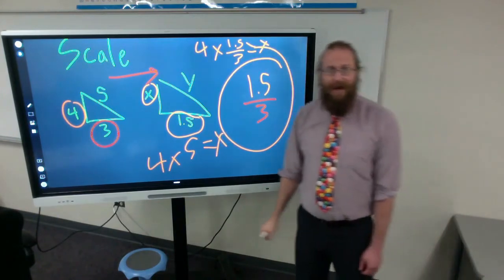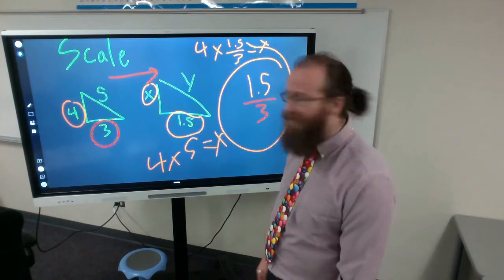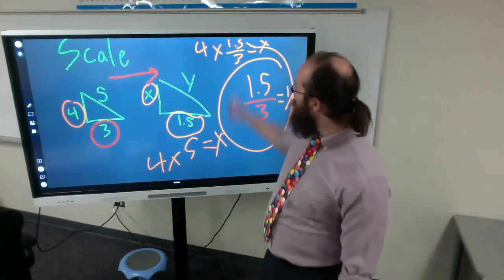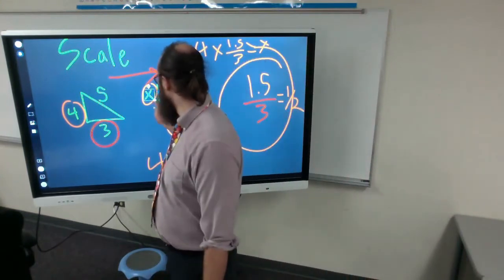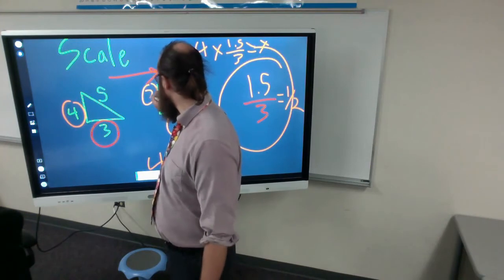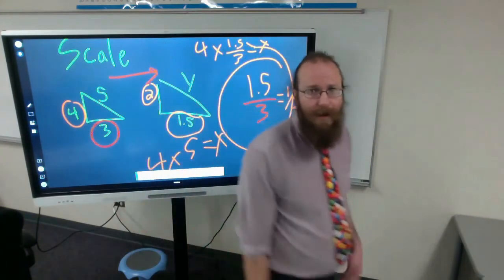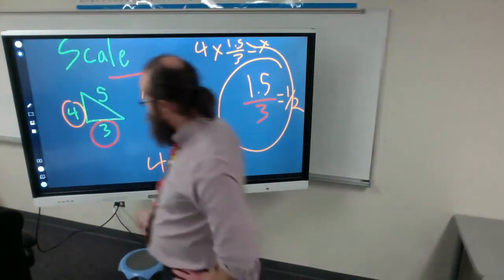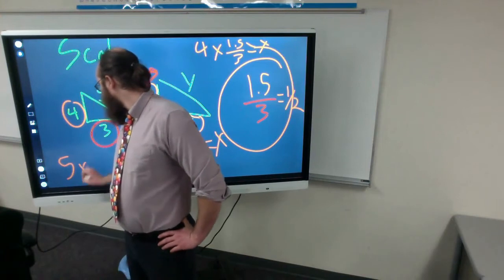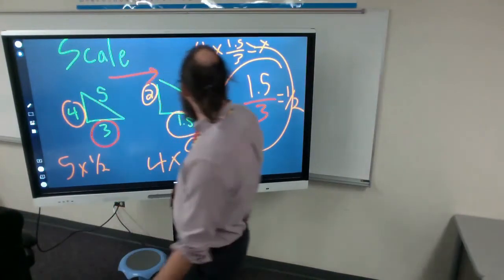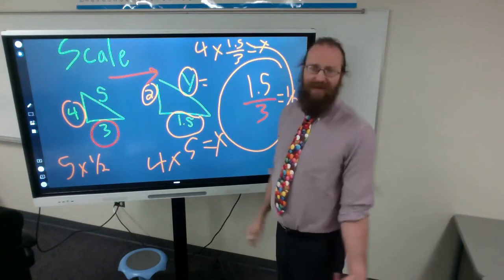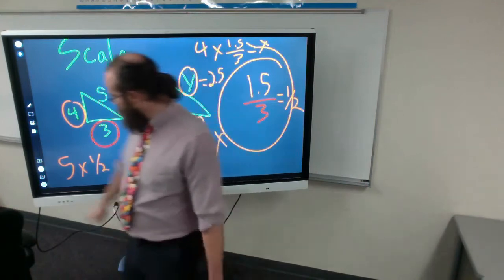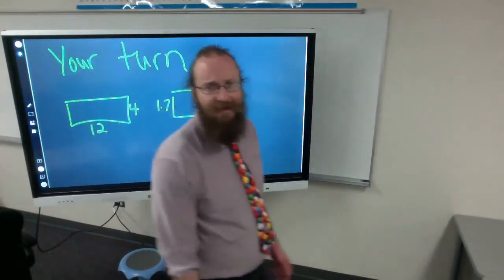Mr. Cartwright is going to go ahead and at this point reduce 1.5 over 3 to 1/2. And 4 times 1/2 would be 2. So we know that x equals 2. Okay. Finally, for our y value, we're going to do the same thing. We're going to multiply 5 times our scale factor, which was 1/2. And we will get y to equal 5 times 1/2 is 2.5. Very good. We found both sides of that triangle.